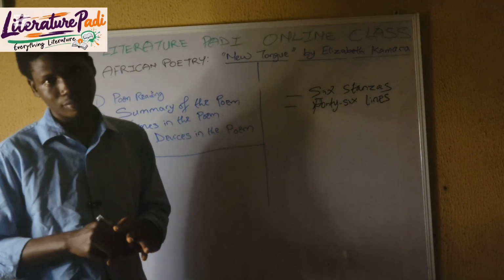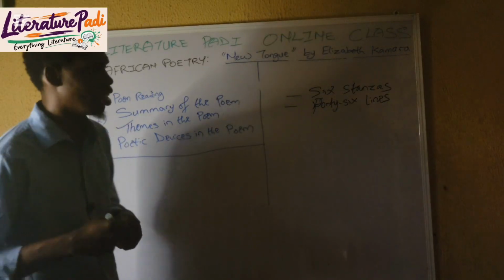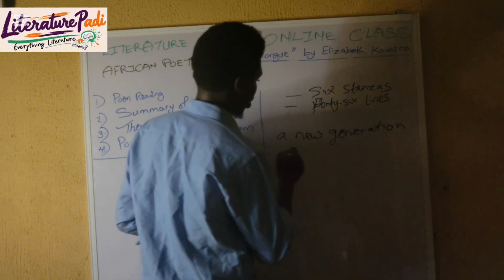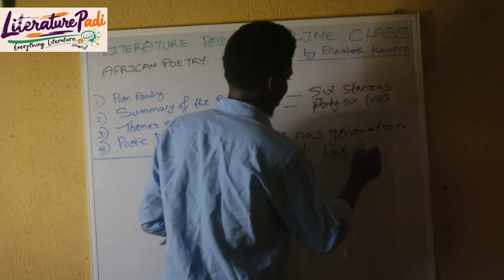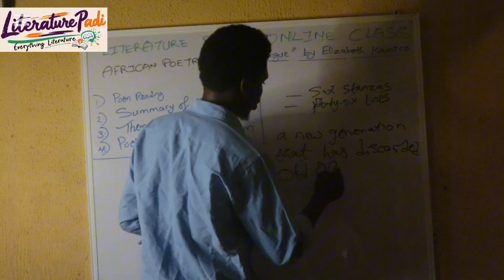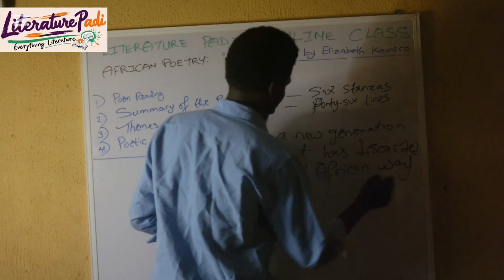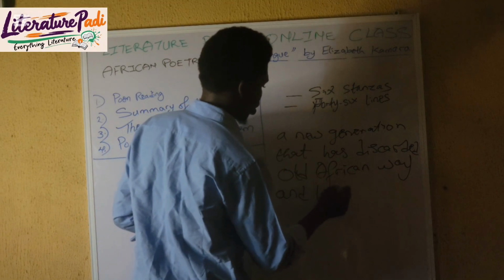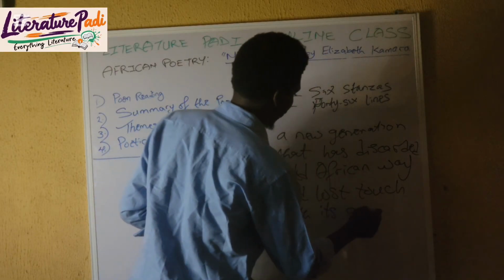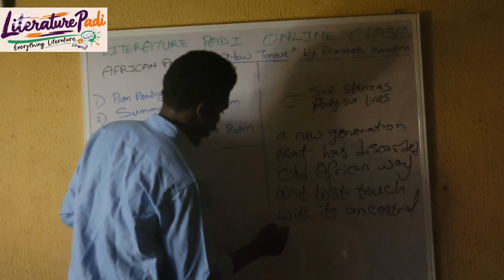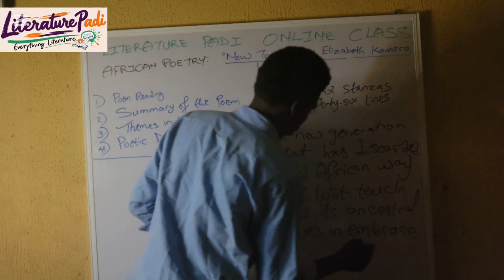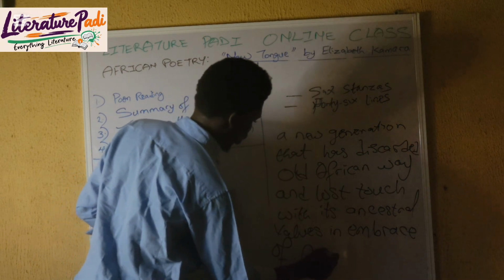So in summation, this poem is about a new generation that has discarded old African ways and lost touch with its ancestral values in embrace of foreign ways.